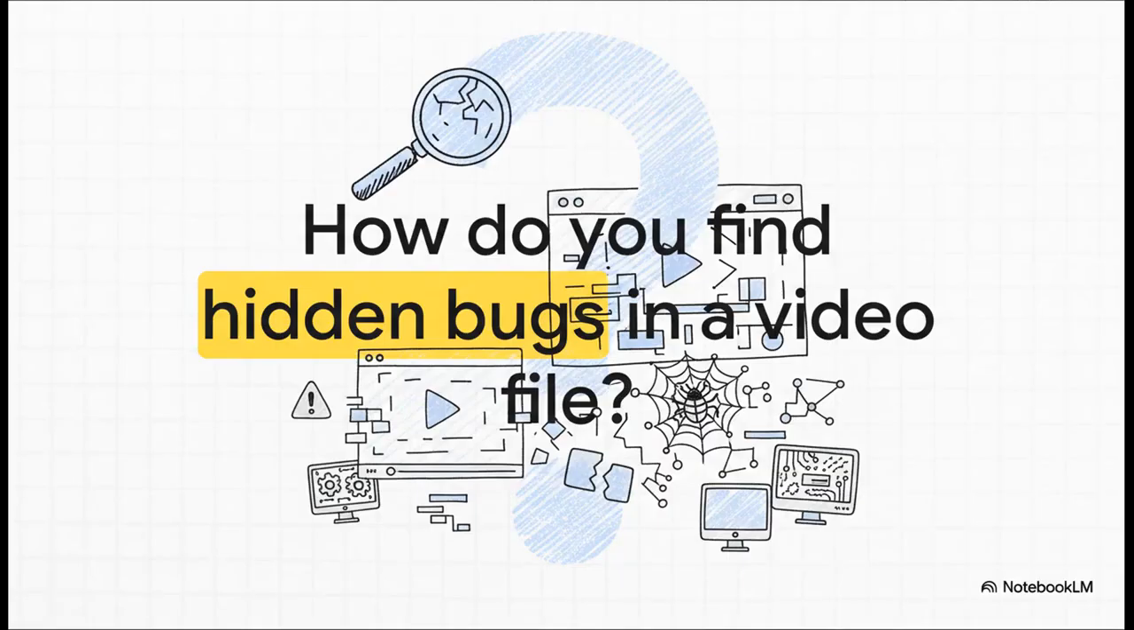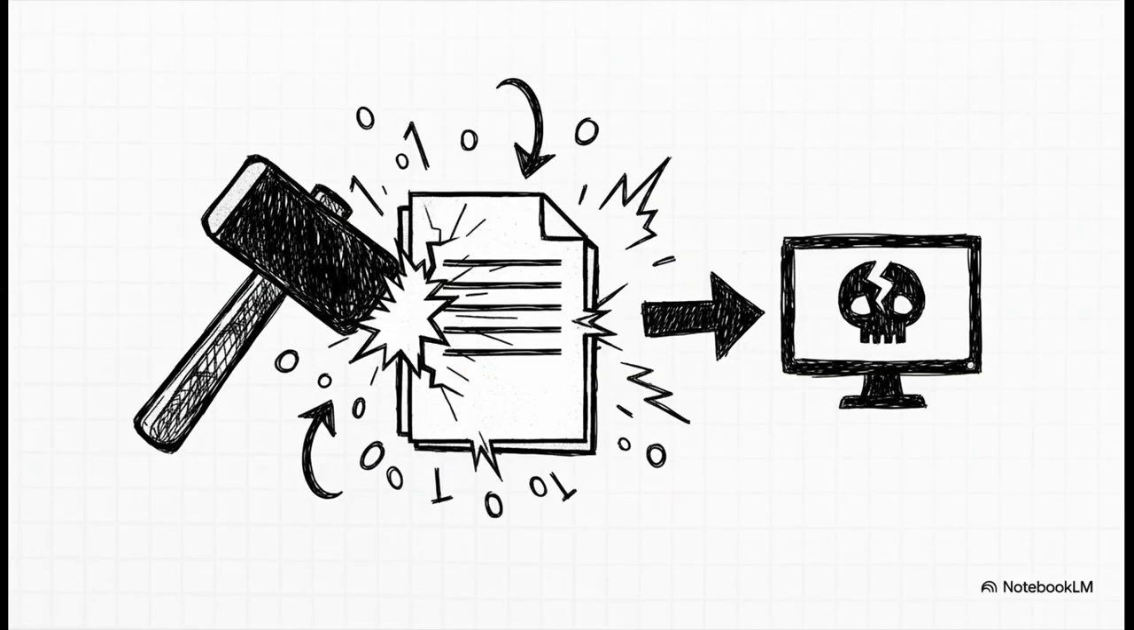Okay, so let's start with a simple question. Let's say I hand you a video file. You're a security researcher, and you have a hunch there's a really nasty bug hidden deep inside the program that plays it. How would you actually find it? You're probably thinking it involves some kind of super complex surgical analysis, right? Well, the standard method is, believe it or not, surprisingly crude.